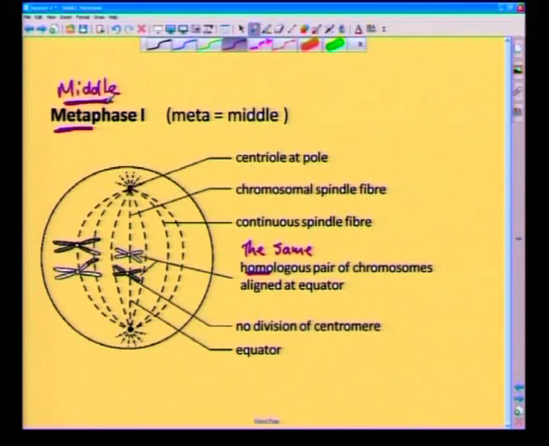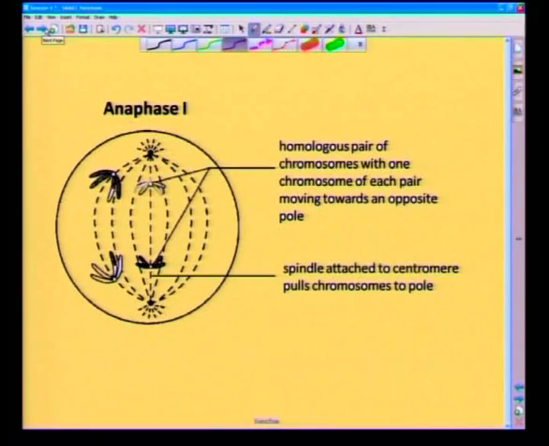Meta means middle. All right, so in the middle, and you have the number, the divisions of the centromere is going to be there now. Okay, so then we have the equator. The equator line should actually have been over here. It's in the middle. All right, now we move on to the next phase.